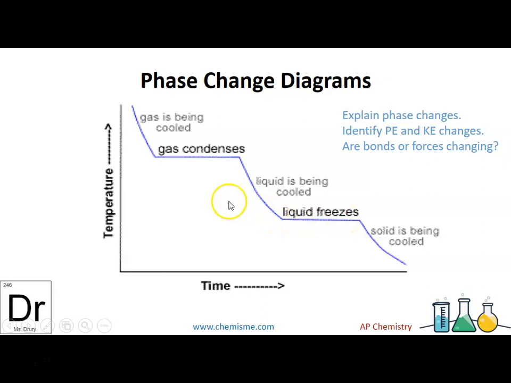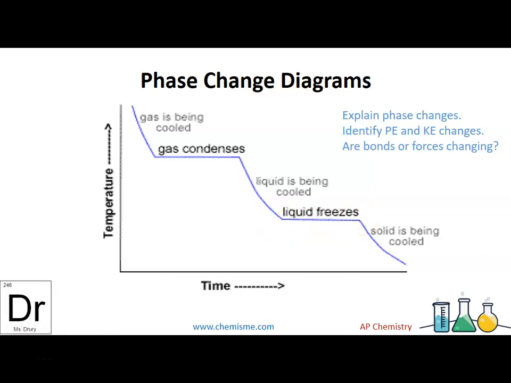The kinetic energy changes whenever the temperature is changing. So if the temperature is decreasing along these certain lines, then that means its kinetic energy is decreasing. And then the potential energy changes when you have changes of phase. So if you're going from a gas that has a lot of energy to a liquid that has less, its potential energy is decreasing. Similarly, if the liquid has more energy than a solid, as you go from a liquid to a solid, its potential energy is decreasing.